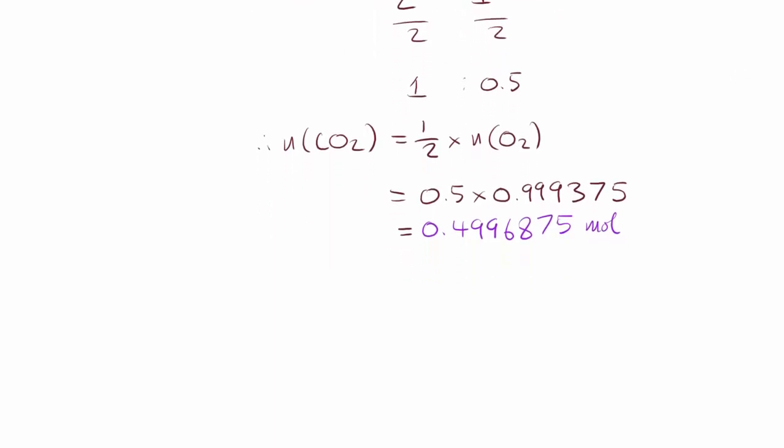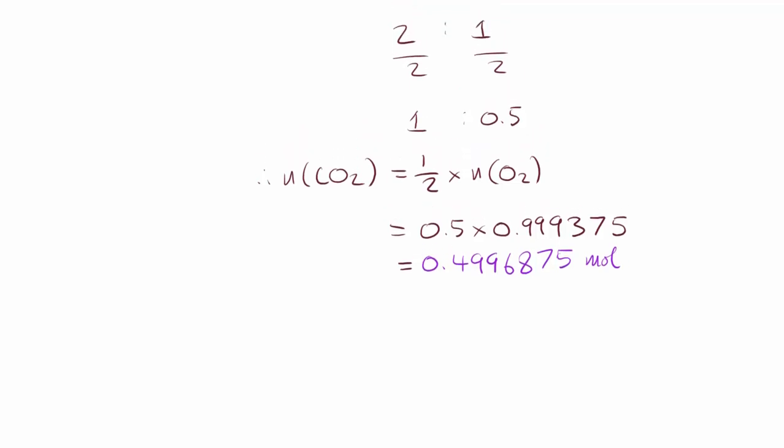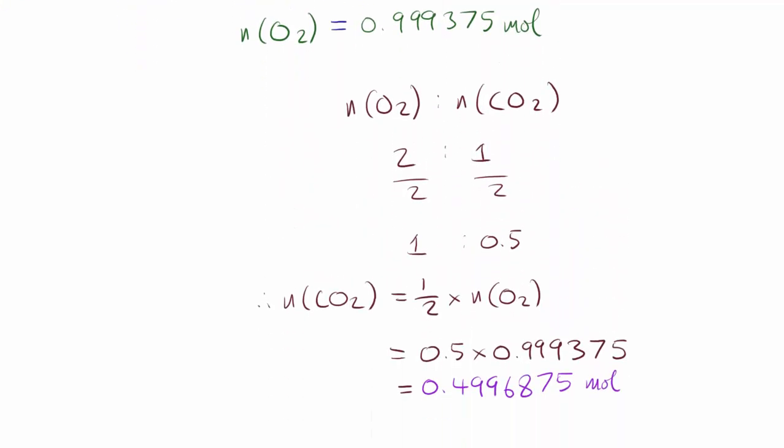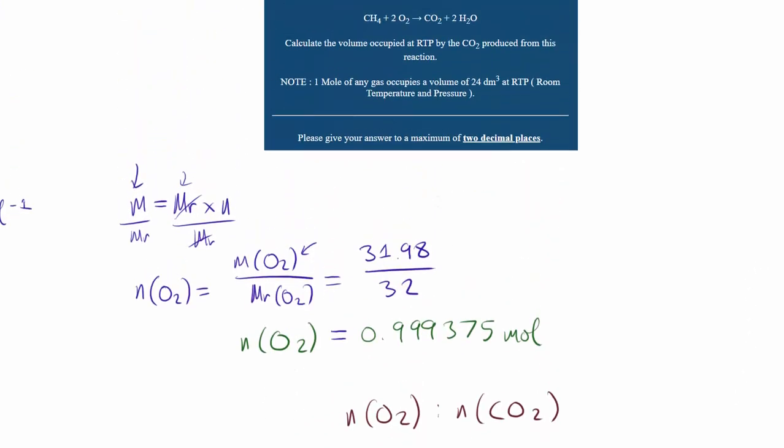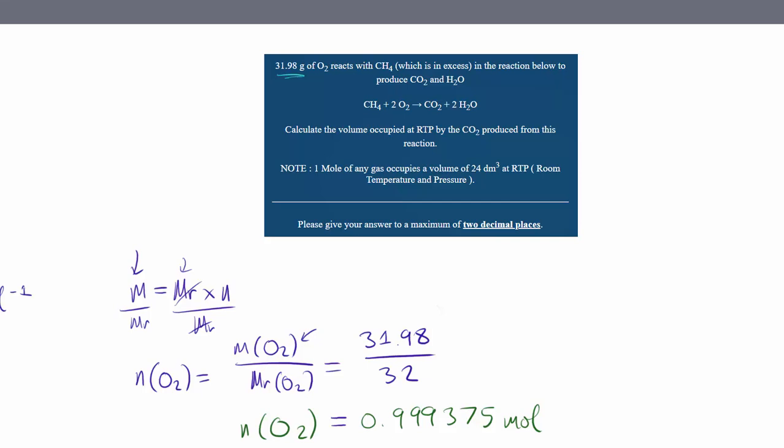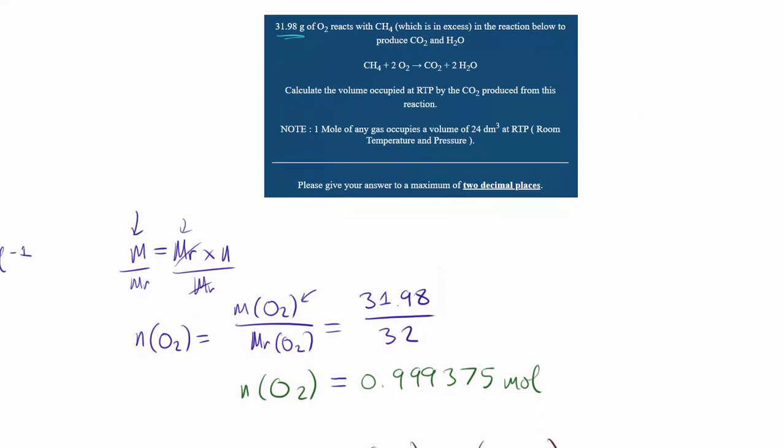We've achieved the initial goal. We're trying to work out the number of moles of the carbon dioxide produced, and we've been able to work that out here, but that's not what we've been asked ultimately. Ultimately, what we've been asked to do is to work out the volume occupied at room temperature and pressure by the carbon dioxide produced in this reaction. And we've also been told in the question that 1 mole of any gas occupies a volume of 24 decimeters cubed at room temperature and pressure.